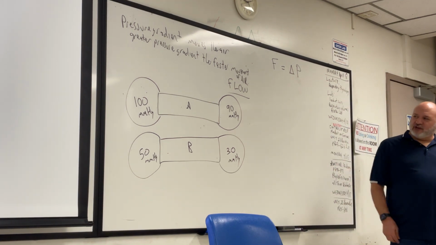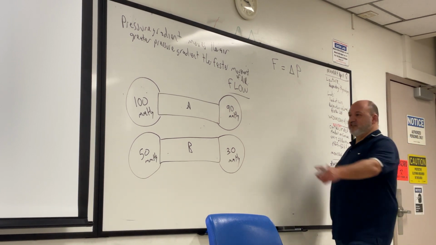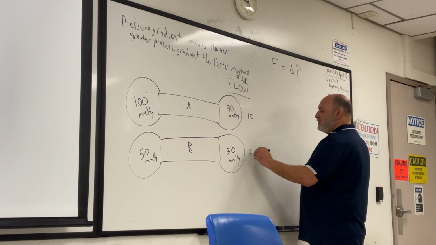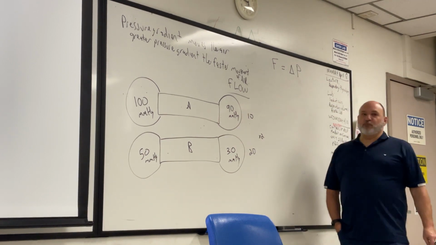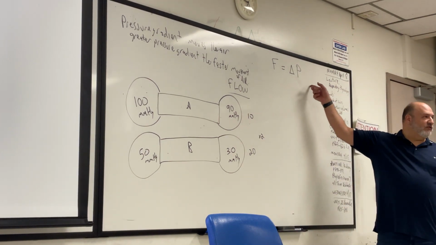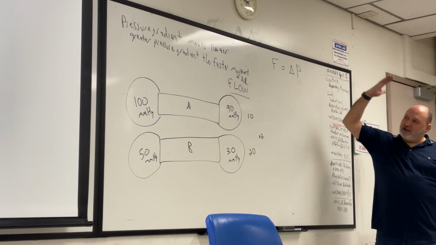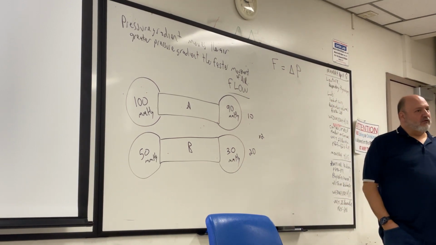So again, I've changed the number, but still, which one is going to move faster, A or B? B. How much faster? Twice as fast, exactly. Because notice here the difference is what? 10. Here the difference is 20. So notice basically we have doubled the pressure gradient, so we have doubled the flow. So just a fancy way of saying the greater the pressure gradient, the faster the air is going to move.